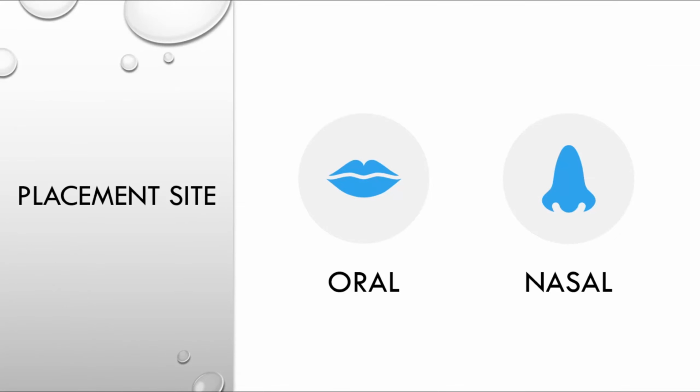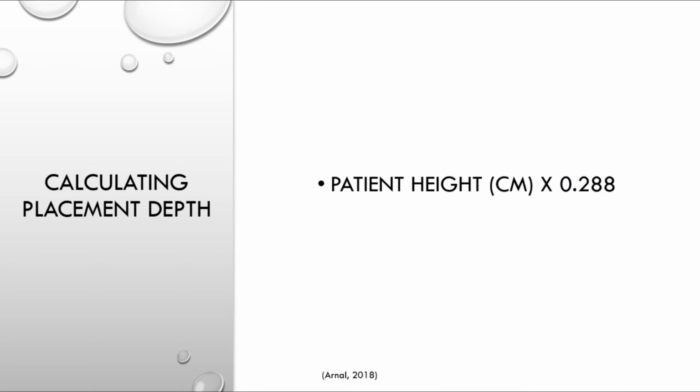We can place the catheters orally or nasally. To calculate the depth, we take the patient height in centimeters and multiply it by 0.288. I just like to think of this as either 28 or 29 percent, and that gives us a rough estimate of how deep the catheter should sit.